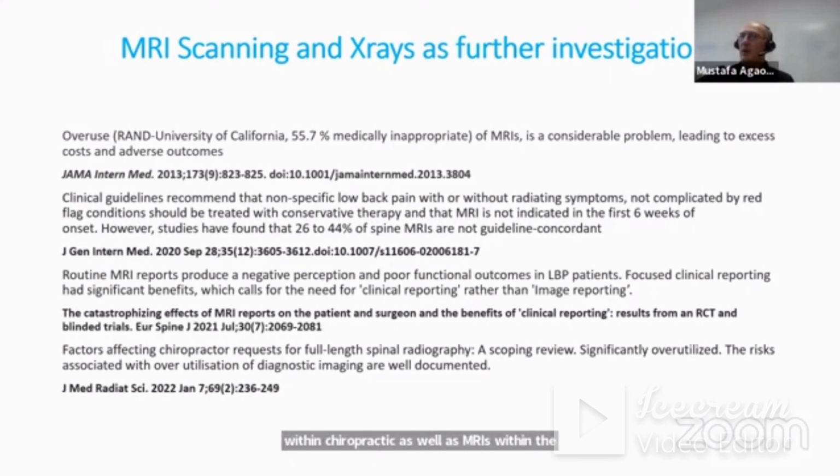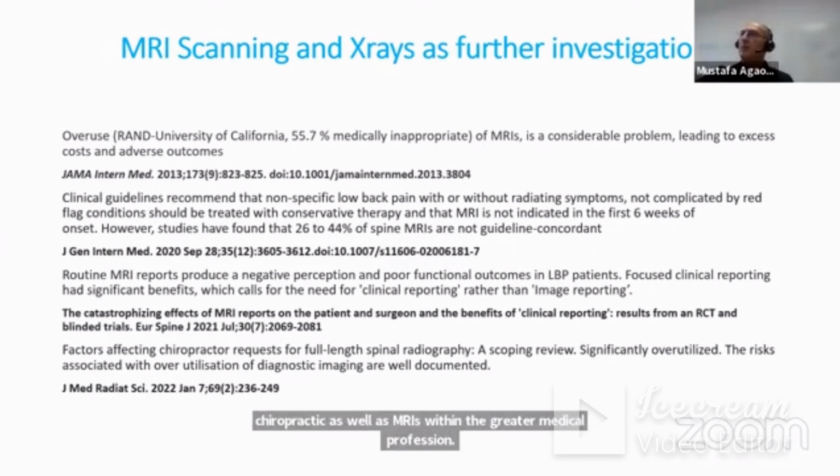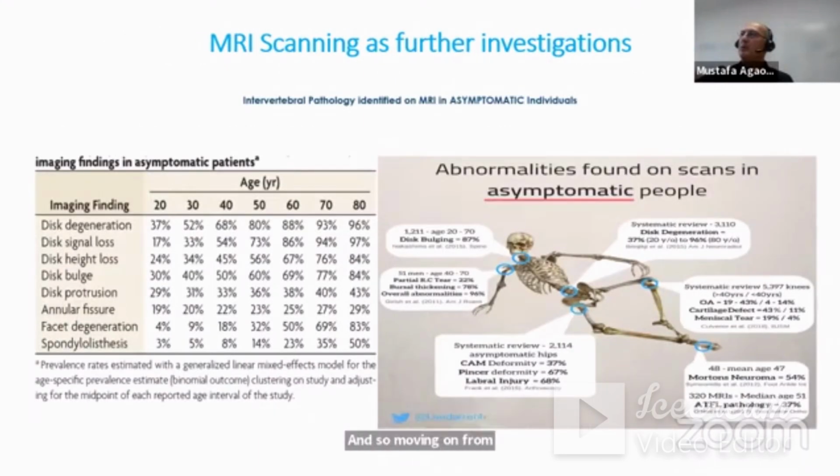medical profession. And so moving on from MRIs, just going into this, I'd like to concentrate on the age group of 20 to 50. I would say that's where we see a lot of our patients. And I just like to concentrate on the very first one on top, this disc degeneration. This study shows that 37% of 20-year-olds are actually asymptomatic, though MRI findings show disc degeneration. And each decade, the asymptomatic percentage significantly increases.